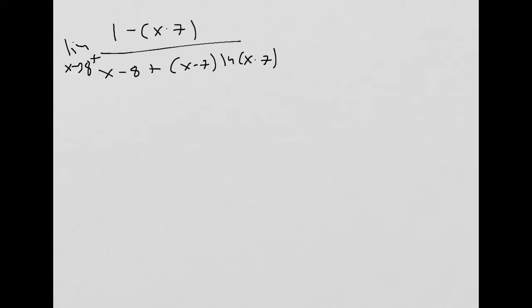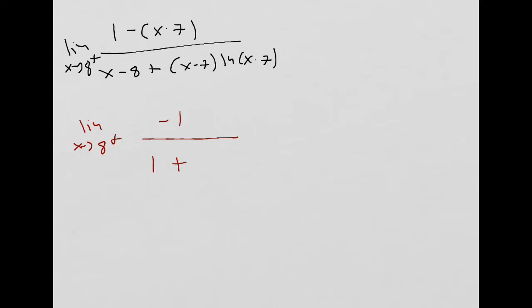The result is going to be still the limit as x approaches 8. What do we get in the numerator? The derivative of 1 is 0, and the derivative of negative x is negative 1. So that's all that's remaining on the numerator. Now on the denominator, what do we get? The derivative of x is just 1. The derivative of 8 is a constant, so that's just 0.